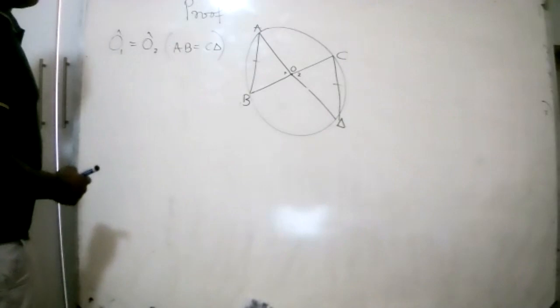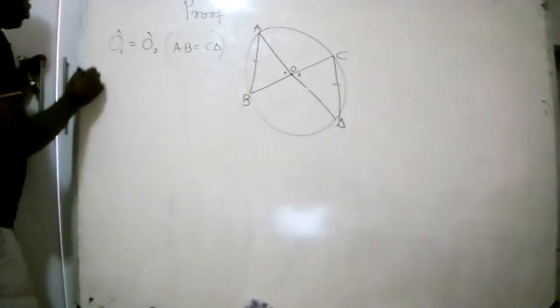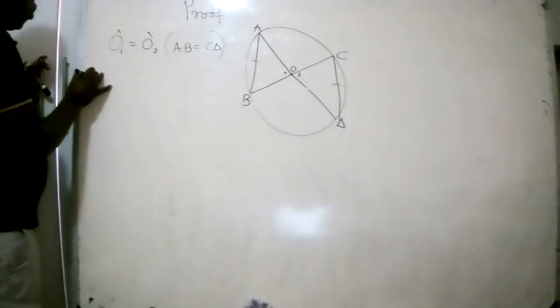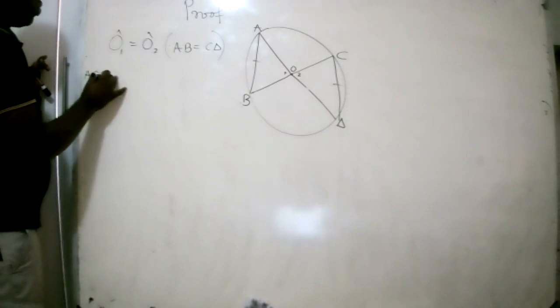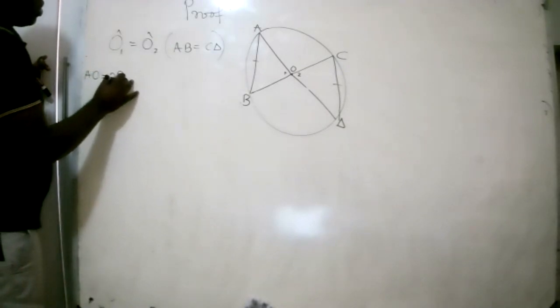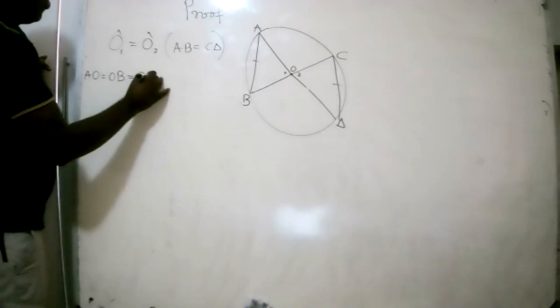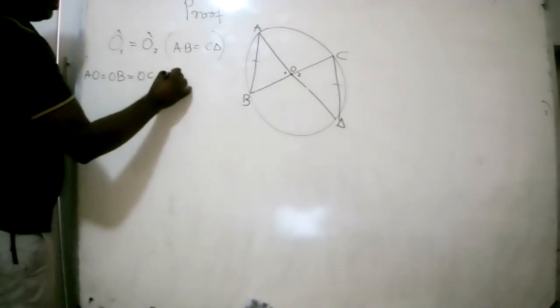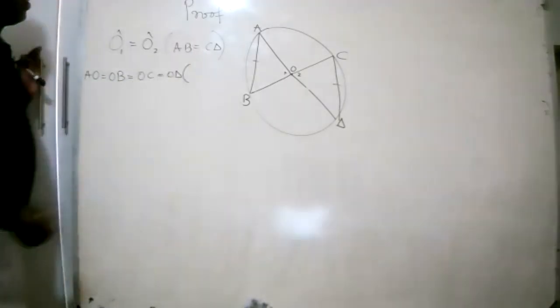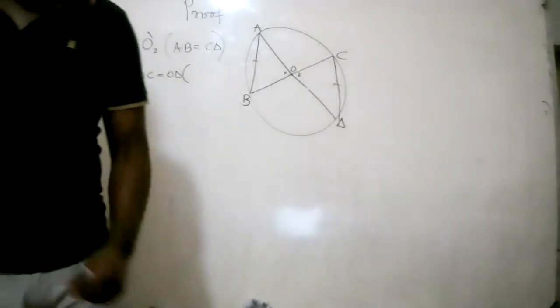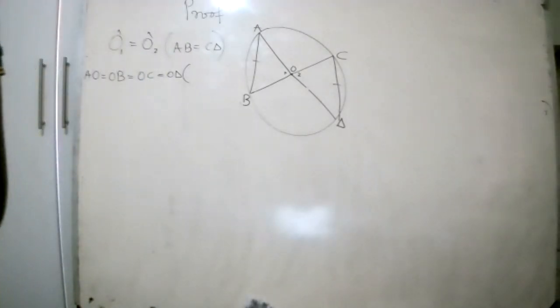So the first thing here is to observe that AO is equal to OB, which is equal to OC, and that is equal to OD. Can anyone tell me why all those four sides are equal? Why do we say these four sides are equal?